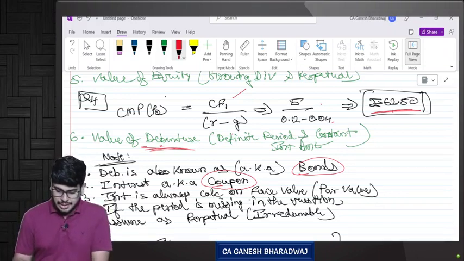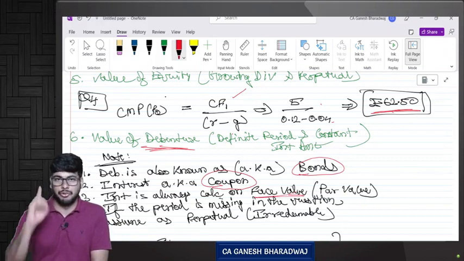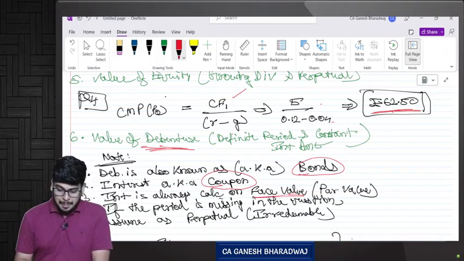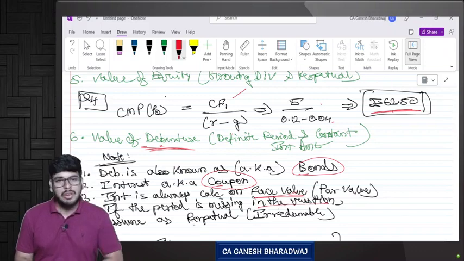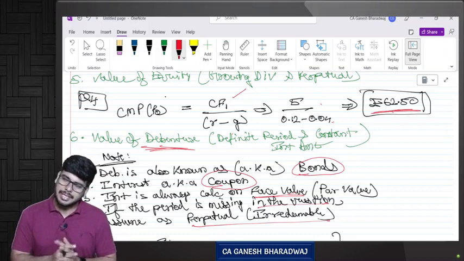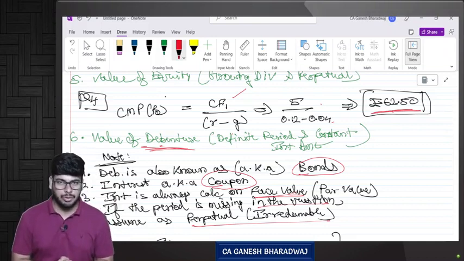Next, interest is always calculated on face value. You know that. If the interest given is 9%, it is on face value only. And if the period is missing in the question, always assume it to be perpetual or irredeemable debentures. Debentures can also be irredeemable. Are you clear with this?